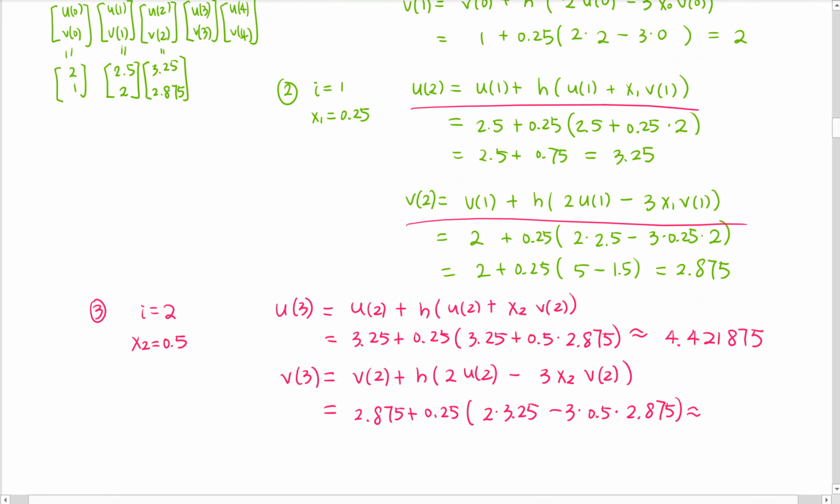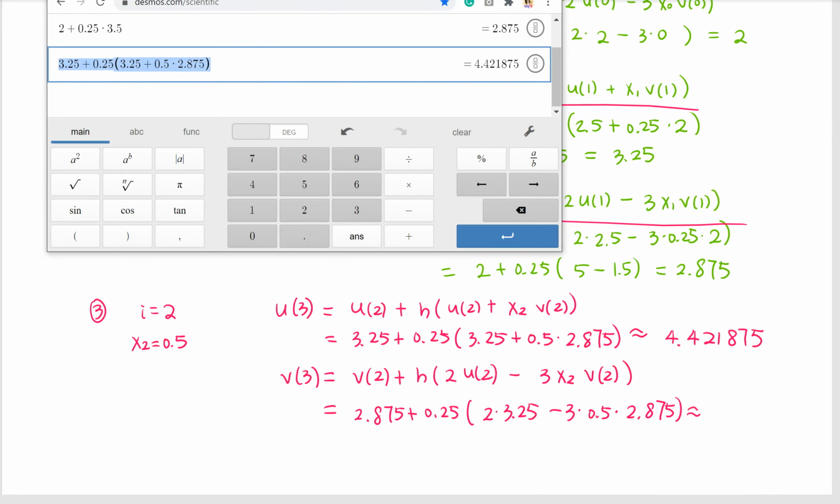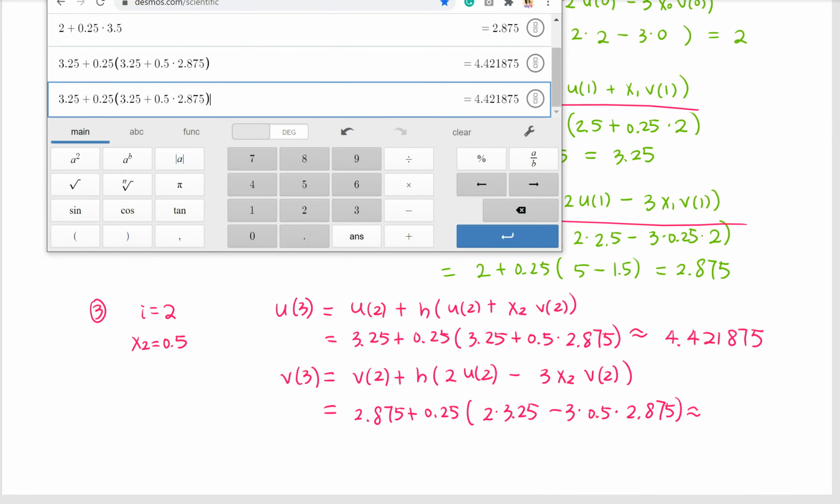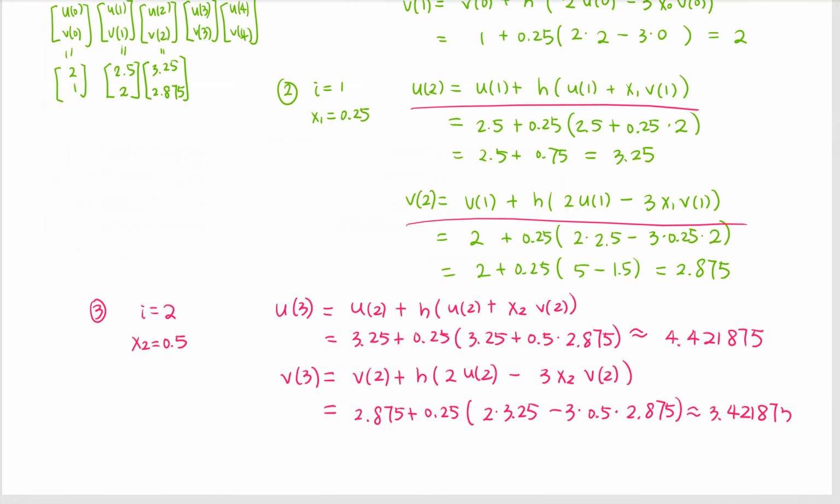So actually, when we calculate it, we can use the previous equations, just change some numbers. So this is 2.875 plus 0.25 times 2 times that, and minus 3 times 0.5 and 2.875. So the answer is 3.421875. So far, so good. That is the third vector.